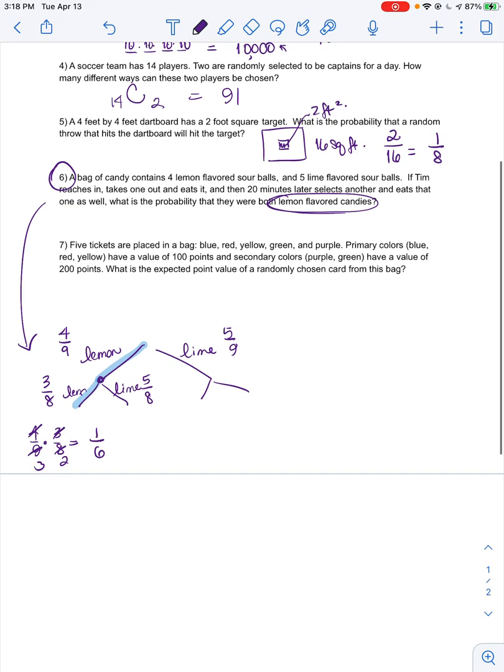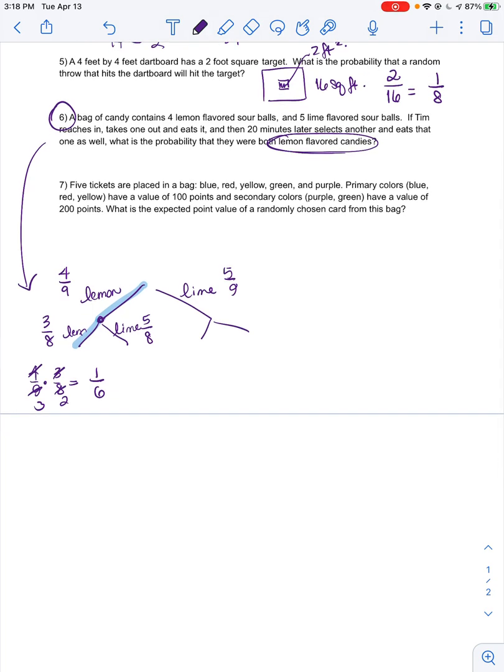Number 7 also requires a little bit more work. It's an expected value calculation. I have blue, red, yellow, green, and purple. There are 5 tickets, 1 of each color, so these all have a 1/5 probability of being chosen. But they have different values.